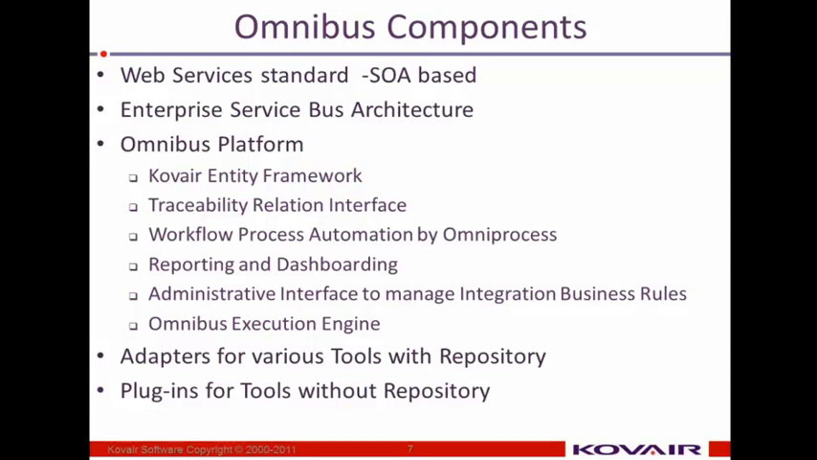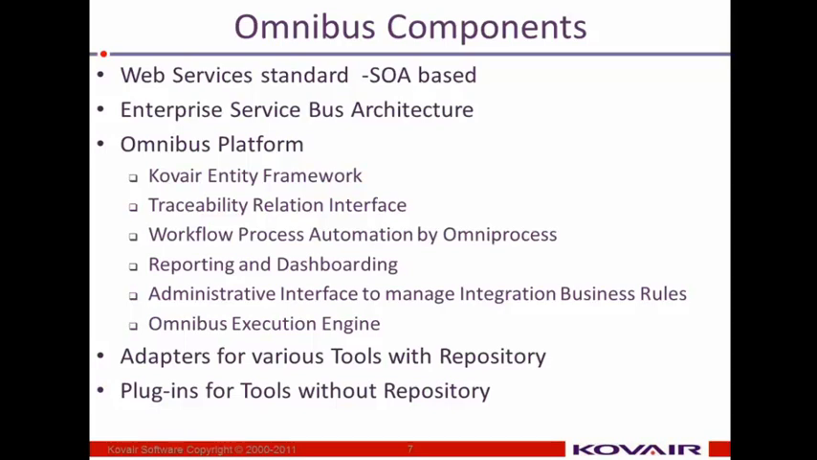Covier also includes the reporting and dashboarding engine. There are a number of different engines there. One is Excel, there is Crystal Reports, you have HTML, and finally we have a very powerful Microsoft Word-based reporting engine. Covier Omnibus also includes the administrative interface to manage the integration business rules. For example, if you want to create a business rule that only the requirements which are approved will be transferred from RequisitePro to Quality Center, you can create that kind of business rule using a drag and drop interface. And finally, of course, the Omnibus execution engine is also included in the Omnibus platform.